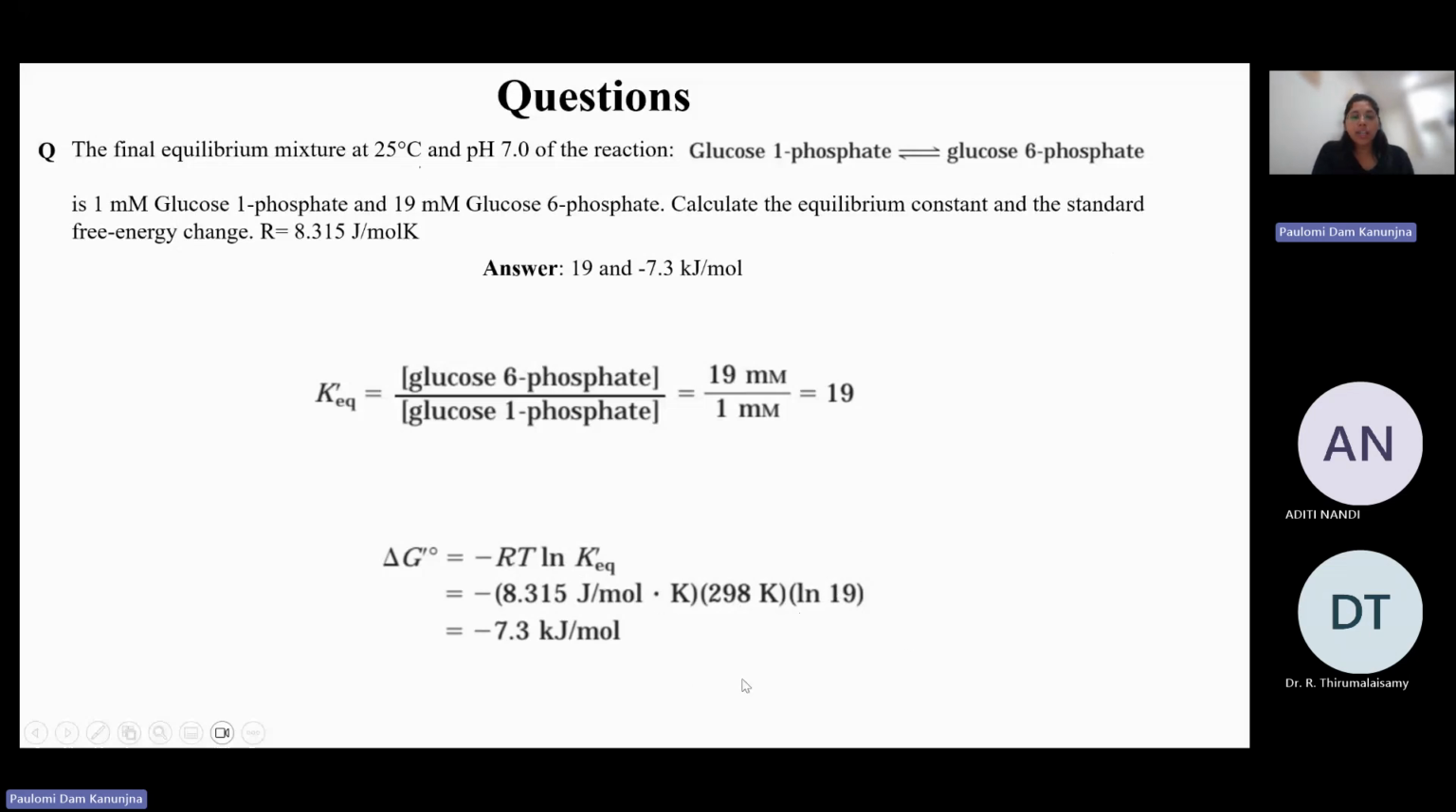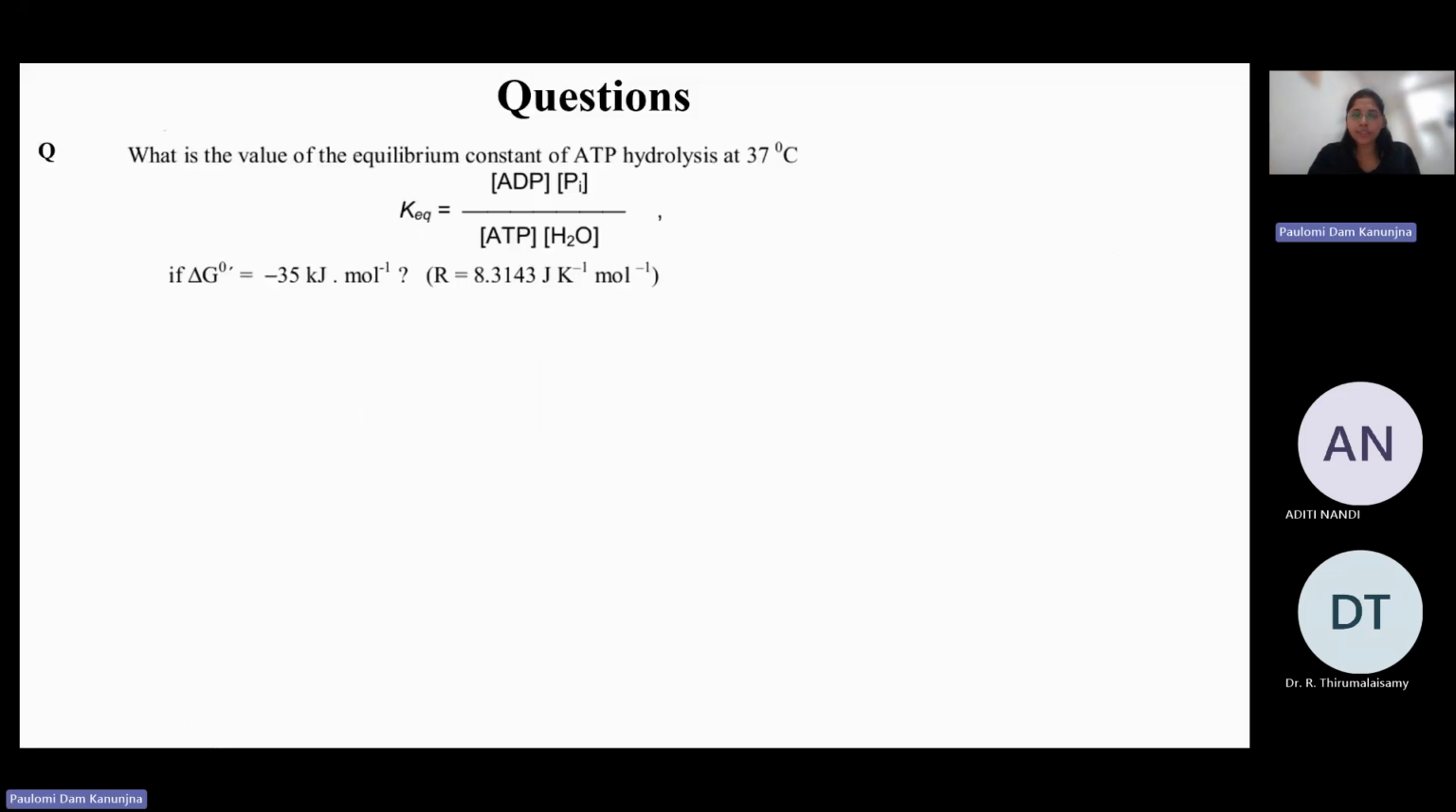When you do that and report the answer in kilojoule, the answer will be minus 7.3 kilojoule per mole. So kilojoule per mole or joule per mole is the unit for free energy change. Be mindful of the unit when you are writing the answer. But you got the answer correct, so that was great.